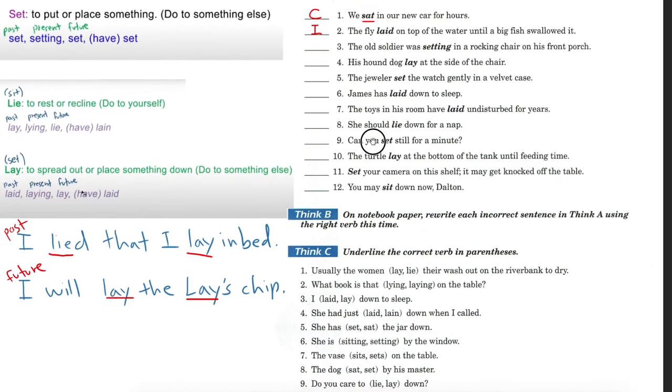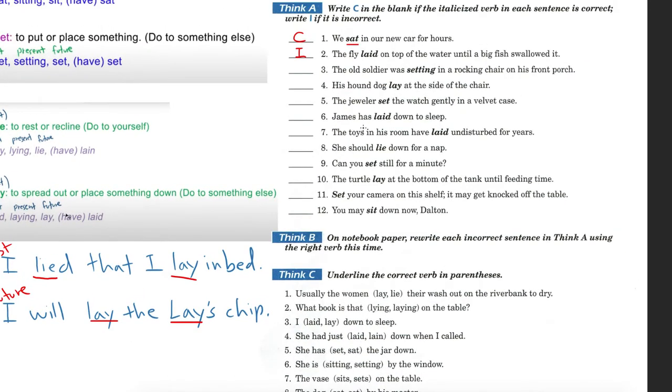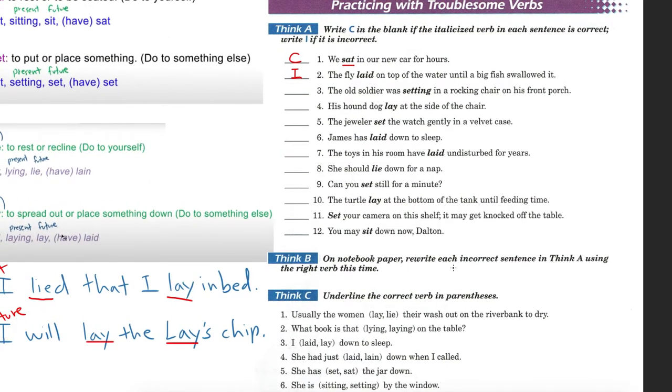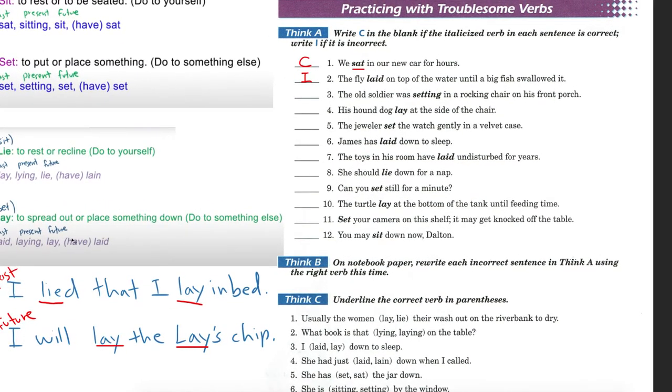All right. So even if you say it out loud, you can tell whether or not the sentence sounds correct just by saying it out loud. Think B says on notebook paper, rewrite each incorrect sentence in Think A using the right verb this time. You don't have to rewrite the whole sentence down. You go ahead and just write it above the verb here.